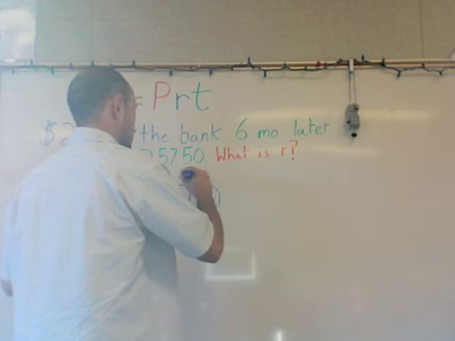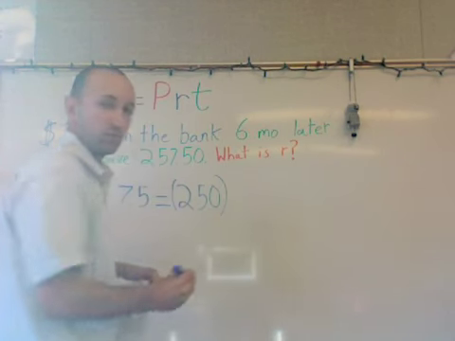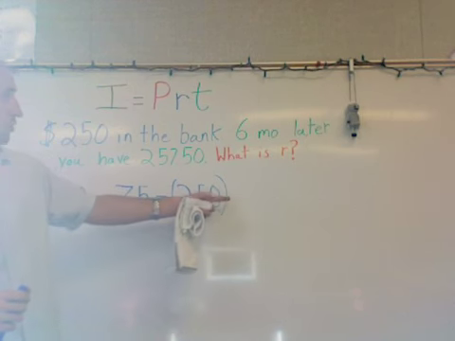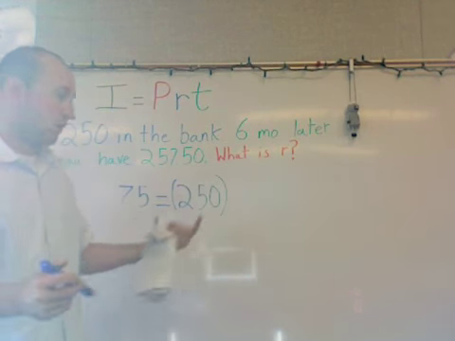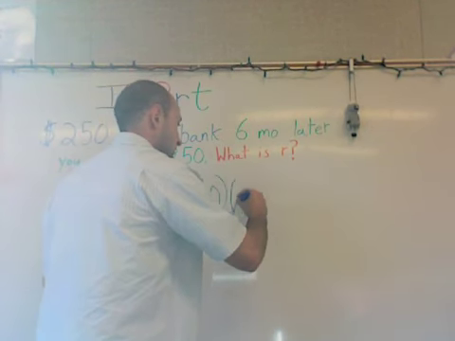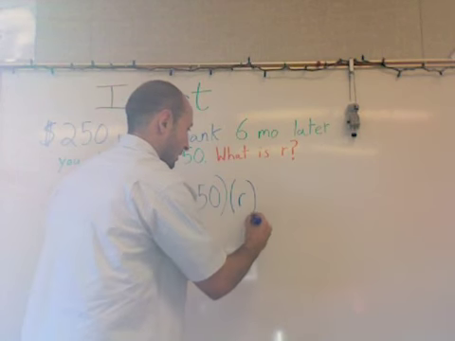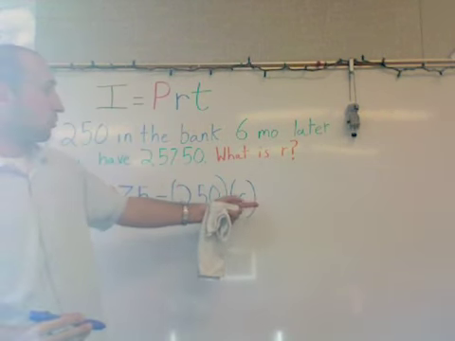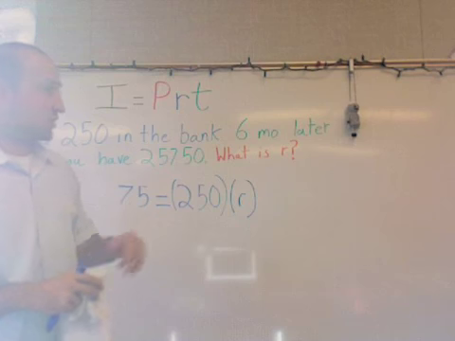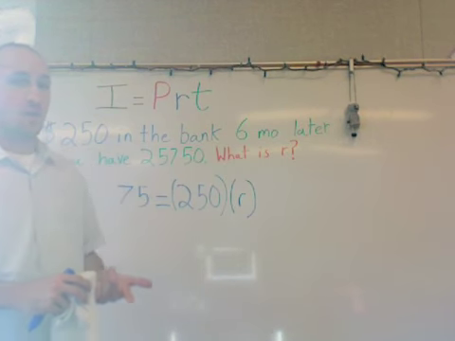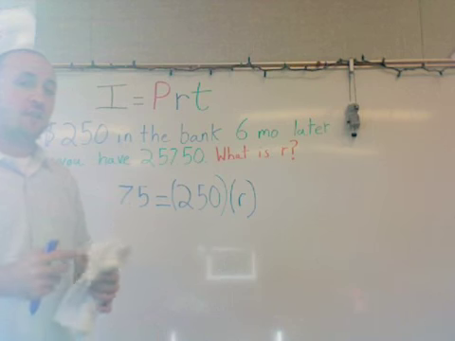And since I am multiplying, I want to put it inside of parentheses. We're going to multiply that by R. We don't know what it is. That's what we're trying to find. So it just remains the variable R. And then in our last step, we're going to multiply that by the amount of time. Now this is where you really need to pay attention. It's 6 months. Last time it was a year. This time it's half a year, 6 months.